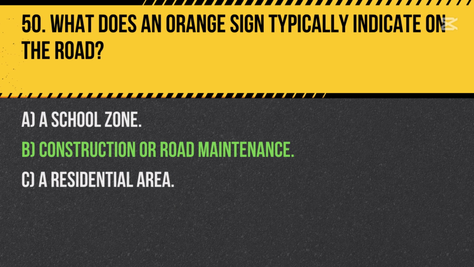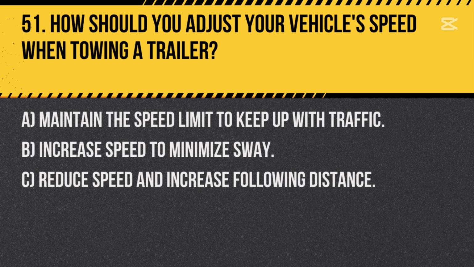Orange signs are used primarily to indicate construction or maintenance work areas along roadways, warning drivers to be cautious. Question 51. How should you adjust your vehicle's speed when towing a trailer? A. Maintain the speed limit to keep up with traffic. B. Increase speed to minimize sway. C. Reduce speed and increase following distance. Answer. C. Reduce speed and increase following distance.